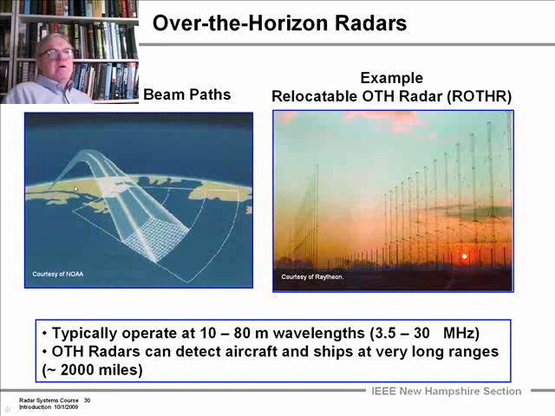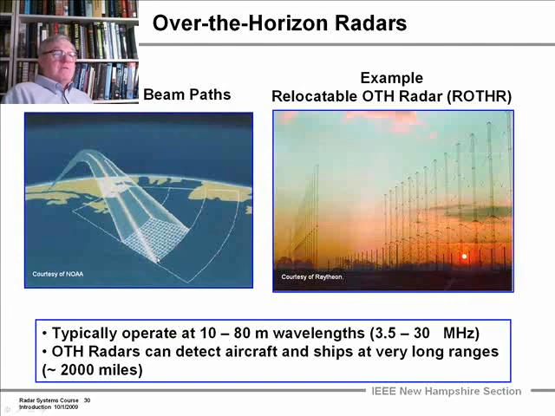The frequencies that over-the-horizon radars work at are very, very different than microwave frequencies, in that they don't just go up and over and look into space, but when they hit the ionosphere, they bend down and hit the Earth.